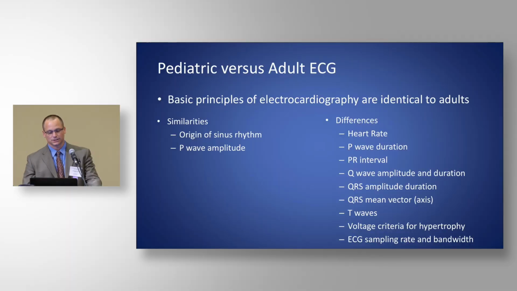Unfortunately, there are a lot of differences. And those differences include heart rate, P wave duration, amplitudes, vectors, and even something more technological like ECG sampling rate and bandwidth. So there are some significant differences. We will not go into all of these, so don't worry too much. But I'll pull out a couple of them just so you get the flavor of the differences.